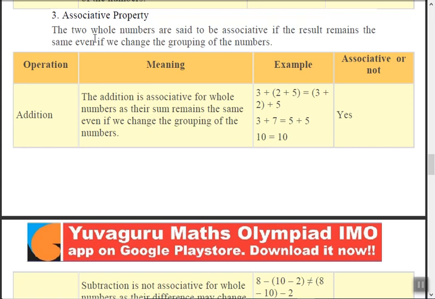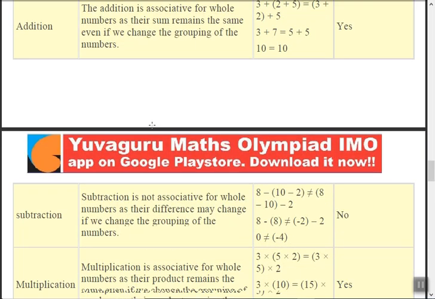Associative property. Two whole numbers are said to be associative if the result remains the same even if we change the grouping of the numbers. Grouping means what? Say this, 3 plus 2 plus 5 with 3 plus 2 in one bracket and then 5. So is the addition of both of these the same? Yes. 3 plus 7 and here 5 plus 5. The answer is the same. So that's why it is associative. Addition is associative.